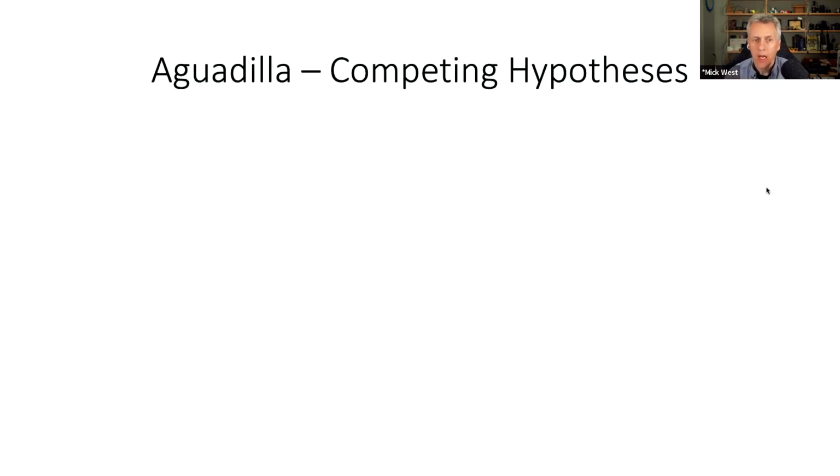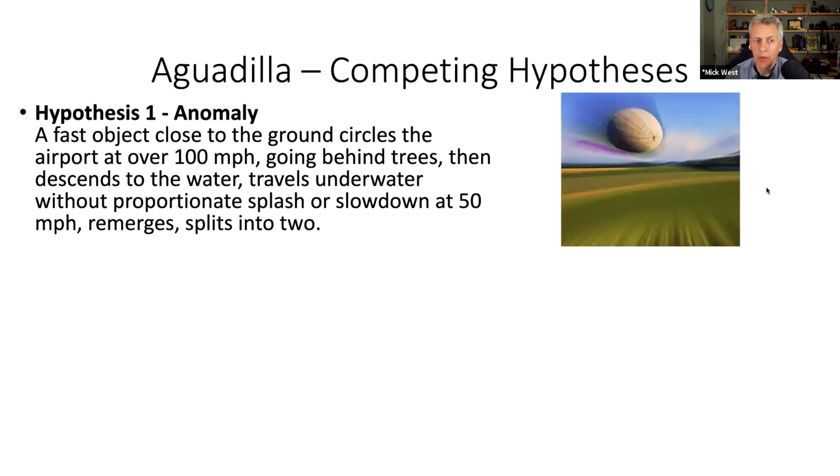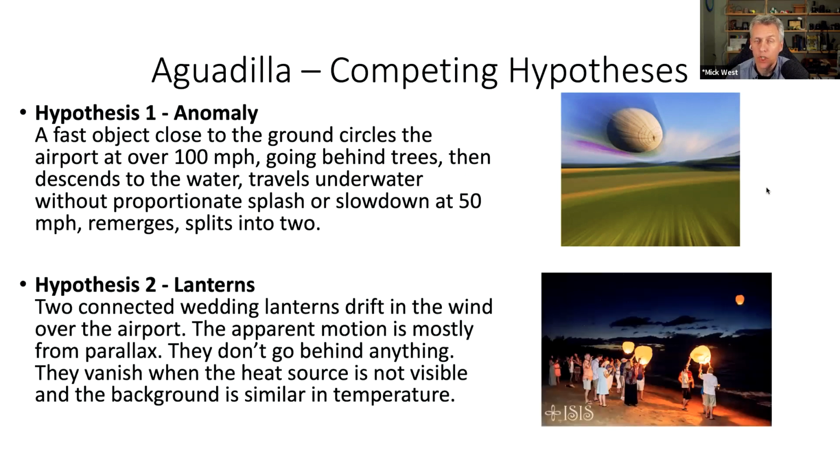There's 2 main hypotheses to explain this video. Hypothesis 1 is that it is some kind of anomalous object, a fast object close to the ground, circling the airport at over 100 miles per hour, going behind trees, descending to the water, traveling underwater without a proportionate splash or any slowdown at 50 miles per hour, re-emerging, splitting into 2. Hypothesis 2 is that it's a pair of connected wedding lanterns drifting in the wind over the airport. The apparent motion is mostly from parallax. They don't go behind anything. They vanish when the heat source is not visible and the background is similar in temperature. There are also other hypotheses like balloons, but these are the main 2 hypotheses.